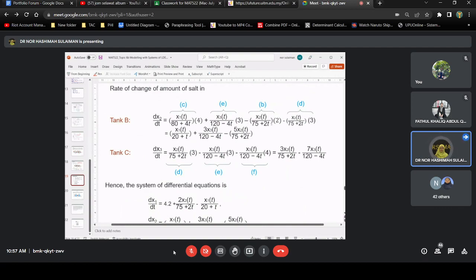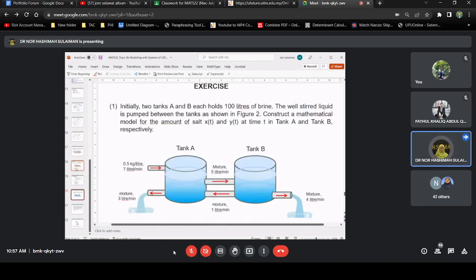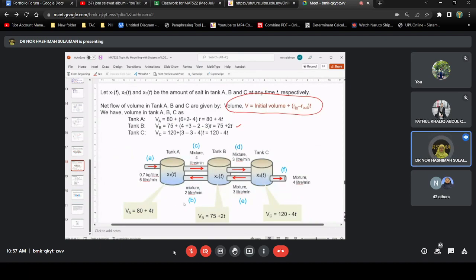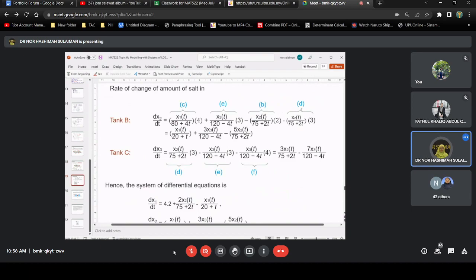Okay, yang lain follow lah. Yang lain B dengan D, B dengan D datang daripada mana? Okay, B dengan D. B dengan D dia keluar datang daripada tank yang sama. So X2 divided by 75 plus 2T multiply by 2 and then yang ini D. D you have X2 over 75 plus 2T multiply by 3. Okay, so should be getting this one.